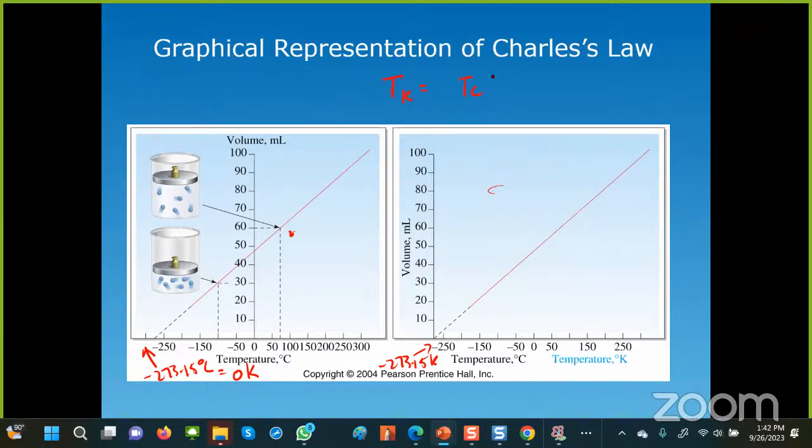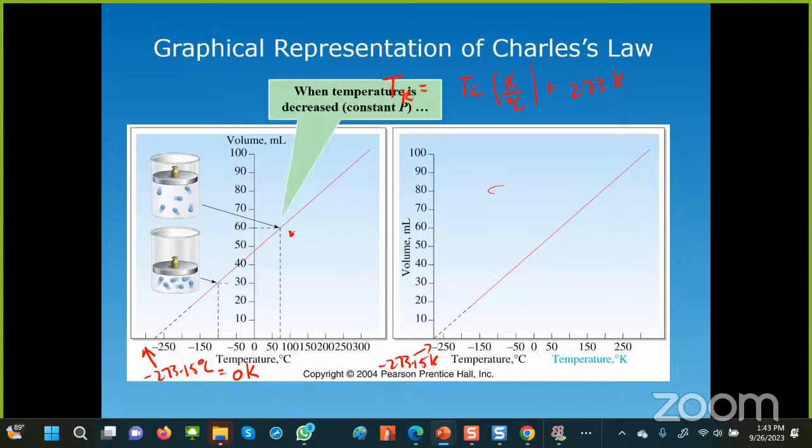So here, you're going to have Kelvin over degrees Celsius times the temperature in Celsius plus 273 Kelvin. All right, so that's the equation that is used to convert from Celsius to Kelvin. So all you have to do is plug the Celsius value into this equation and you get your equivalent result in Kelvin. All right, so that's basically how the Kelvin scale came about.